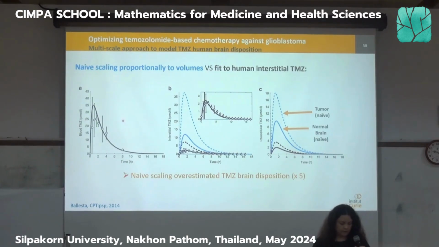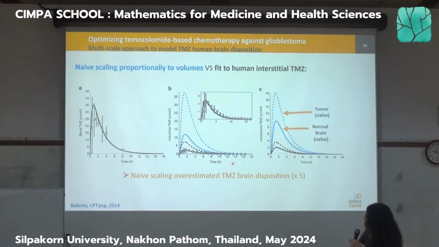Again, here we have the forcing function. That's the forcing function in patients. And here those are the results for the interstitial fluid and the intracellular compartment. In blue, you have the predictions with the naive scaling using the volumes, the scaling from the mouse to the humans. And in black, you have the fit of the data. So the data is here. We do have some data in the tumor of the patients. And again, the solid curves are for the normal brain, and the dashed curves are for the tumor.